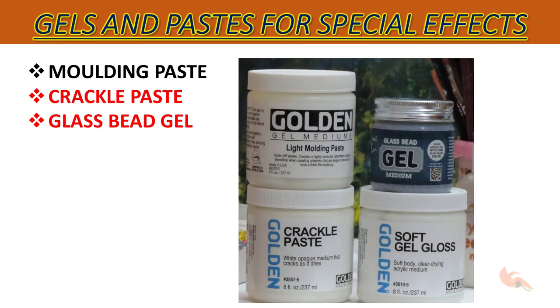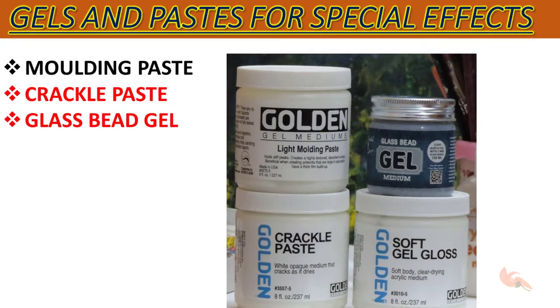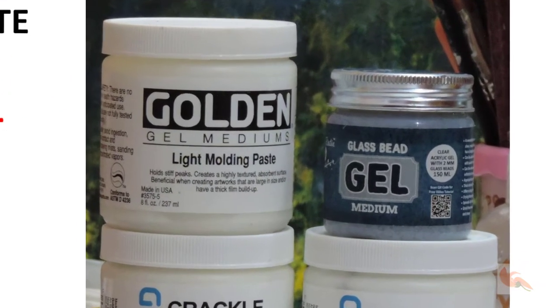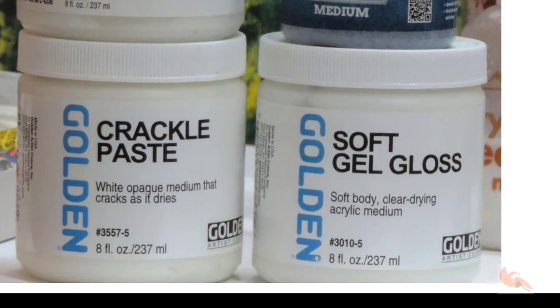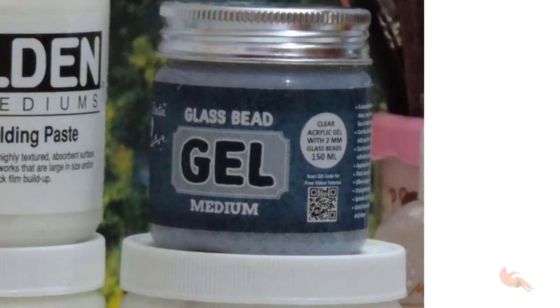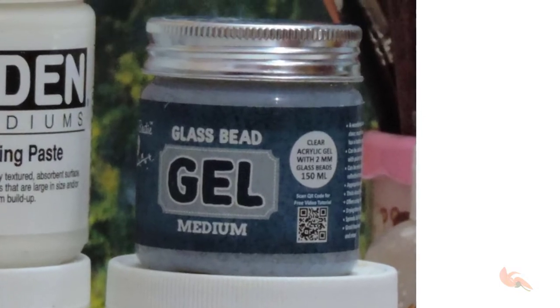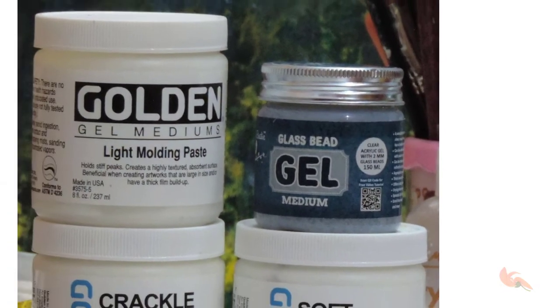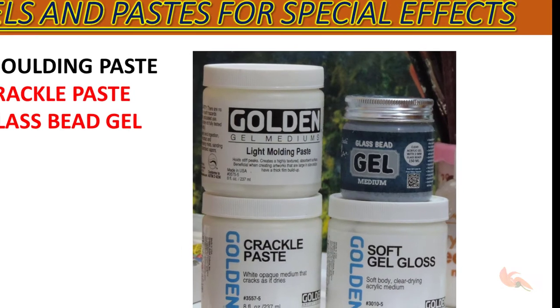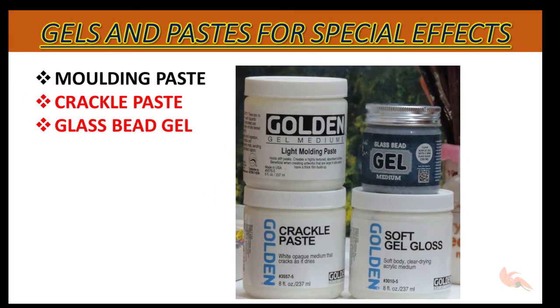You will also find some gels and pastes for special effects, like molding paste, which is added to create textures, crackle paste to generate a cracked surface, or glass bead gel to make a rough sandy surface, and so on. In fact, you can add anything to acrylic paint or mediums and use it on the painting. They are excellent glue, and that's why acrylic paints and mediums are preferred for mixed media collages and paintings.